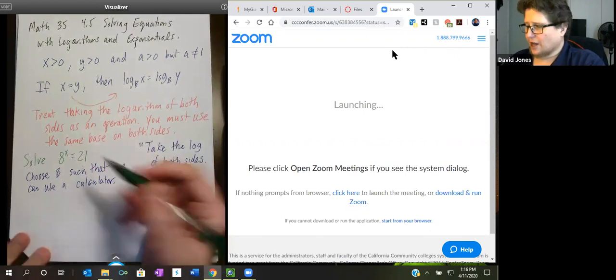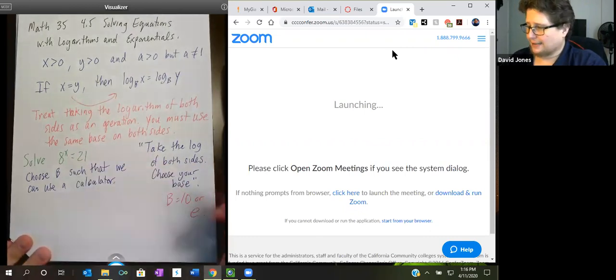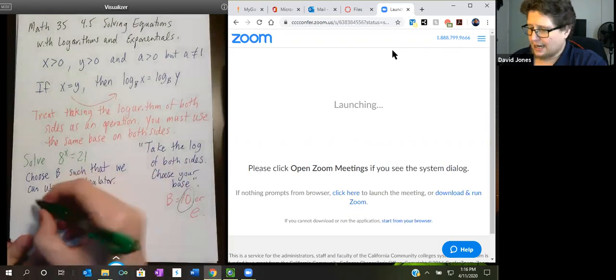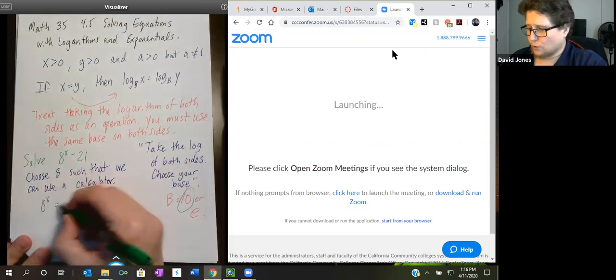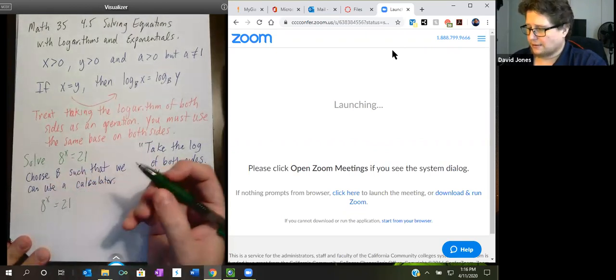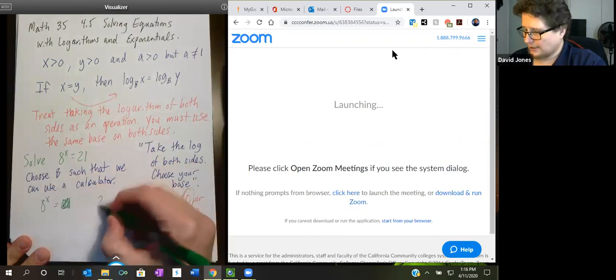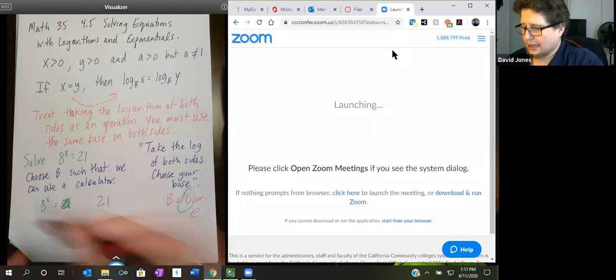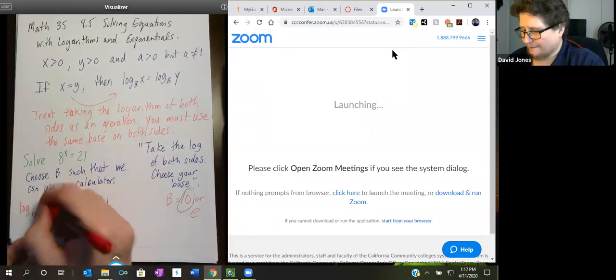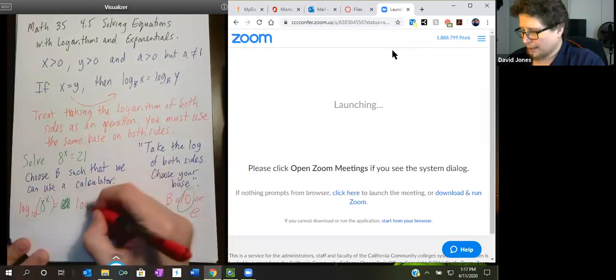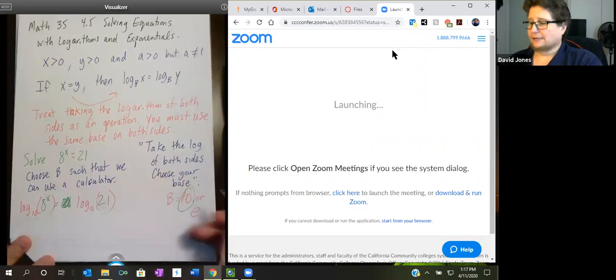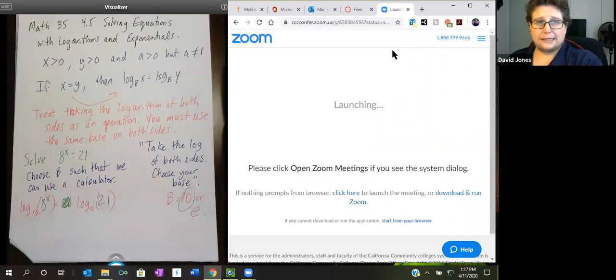If I take the log base, let's say 10. If I say I've got 8 to the x equals 21, and I say log base 10 of that and log base 10 of that. I'm going to pause because I'm about ready to go to another page. So pause your screen and take some notes.